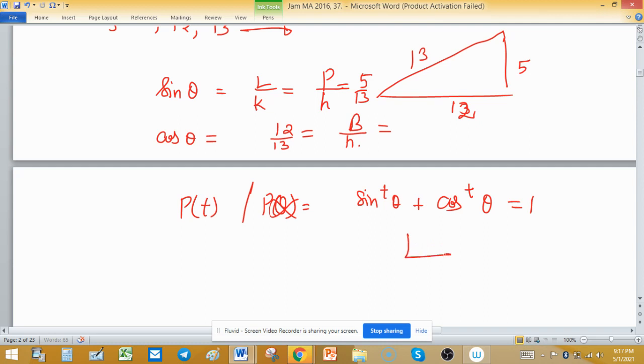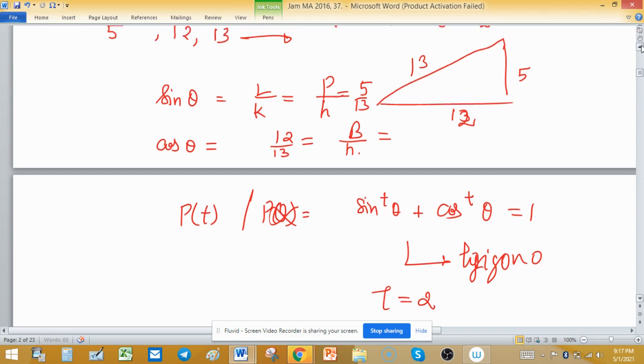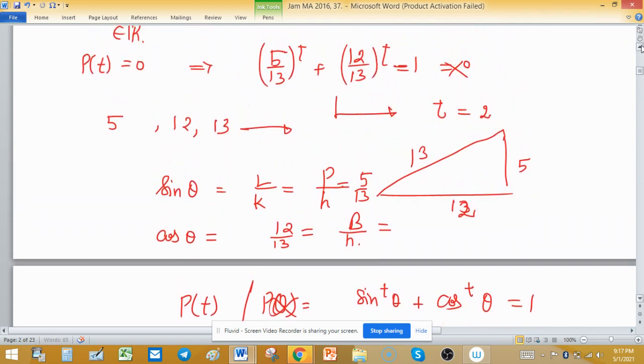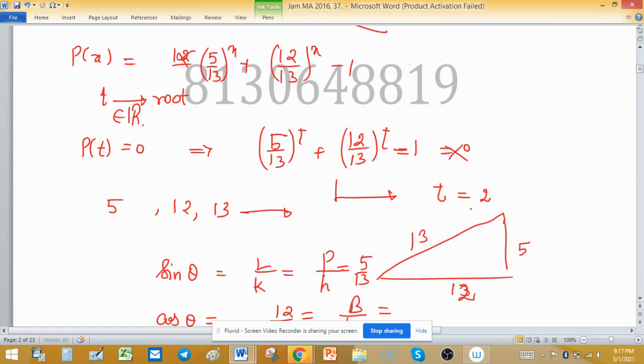So this trigonometric identity is true when t is 2. So only one real root exists, meaning the value of t is only one and this is 2.